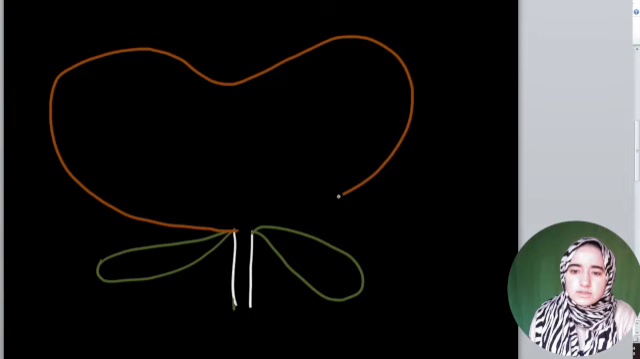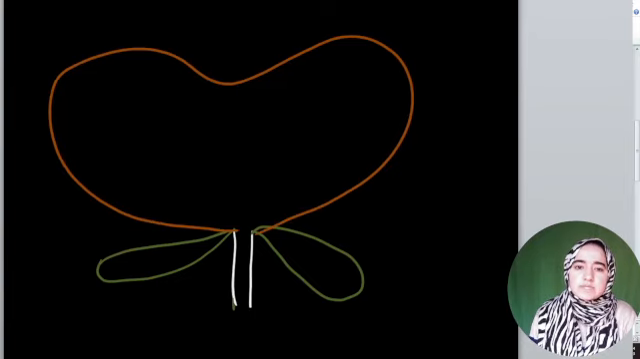Then after this, let me find the green color. Here it is. We have some structure like this, and this, okay? Then we have the colored structure. We will make this with this color. We have the colored structure of the flower, right? Like this.